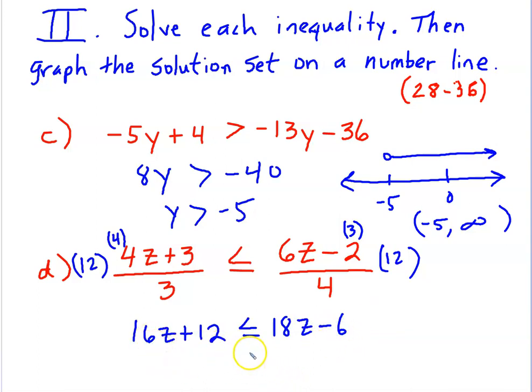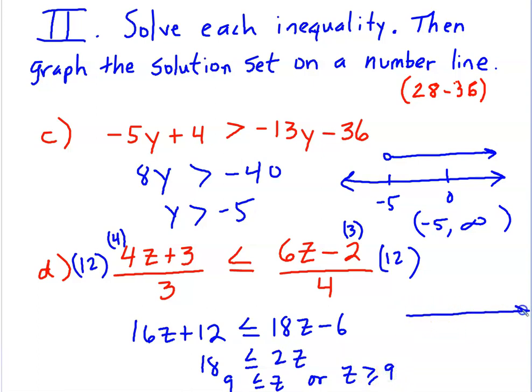I subtract 16z from both sides. I add 6 to both sides and divide by 2. I get 9 is less than or equal to z, or you could turn it around and say z is greater than or equal to 9. So we're supposed to graph this.